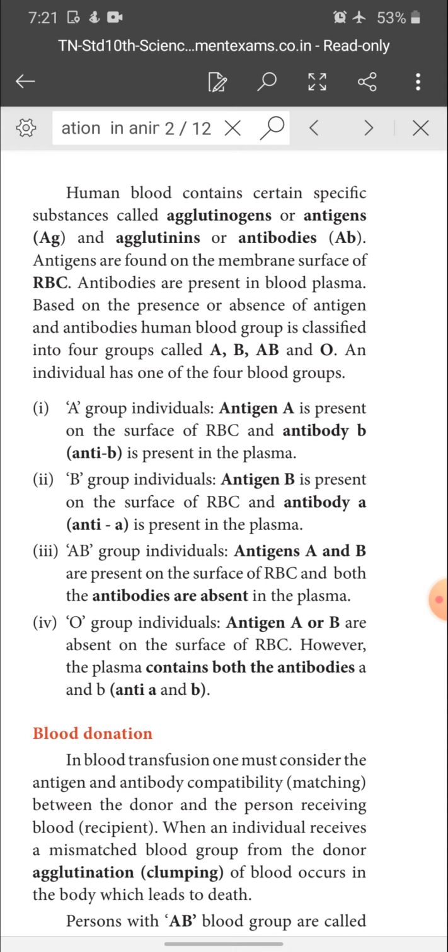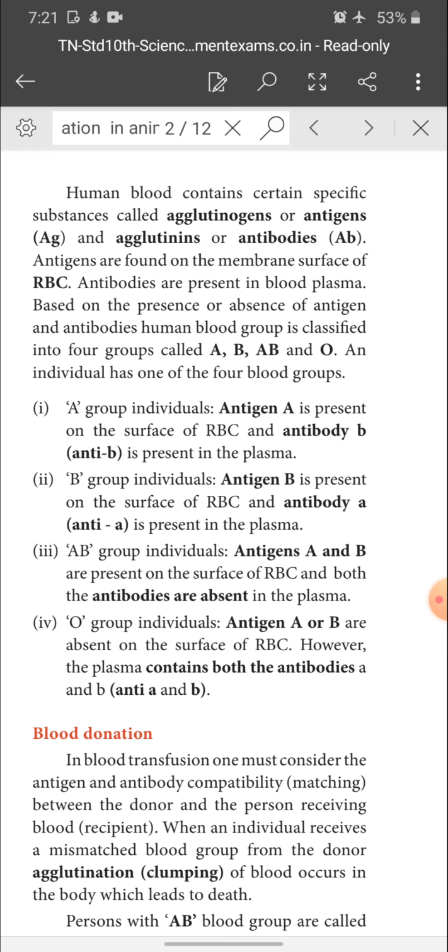Antigens are found on the membrane surface of the RBCs. Antibodies are present in the blood plasma, whereas antigens are present on the surface of the RBC. Based on the presence or absence of antigens and antibodies, human blood group is classified into 4 groups, that is A, B, AB and O. An individual has one of the 4 blood groups.